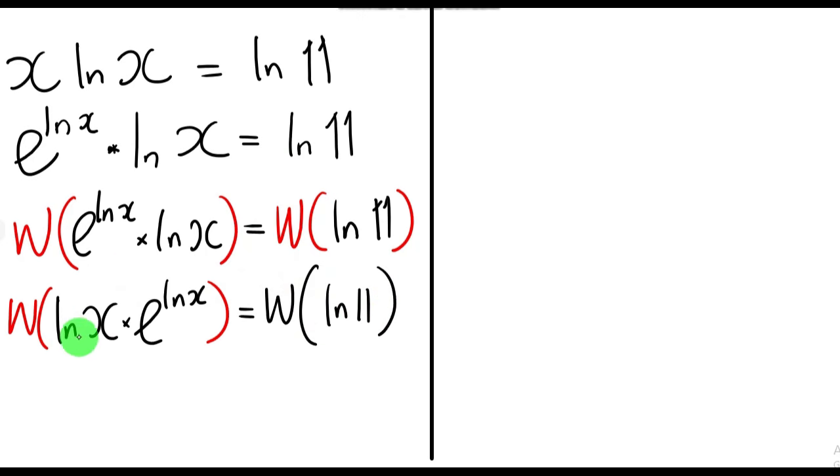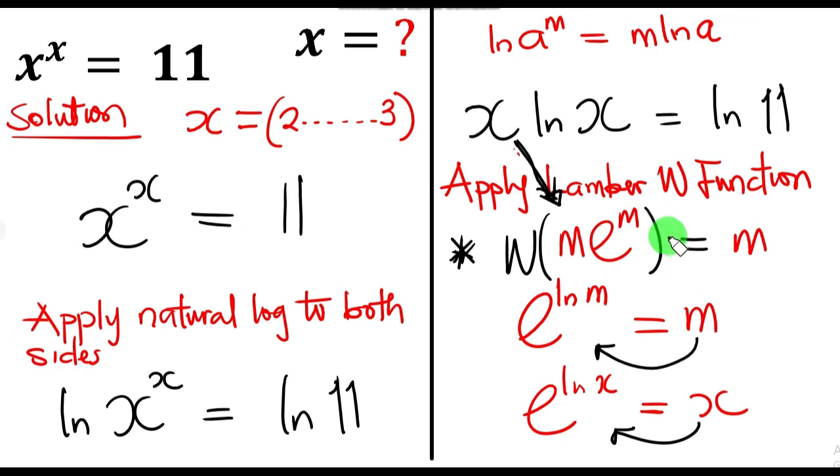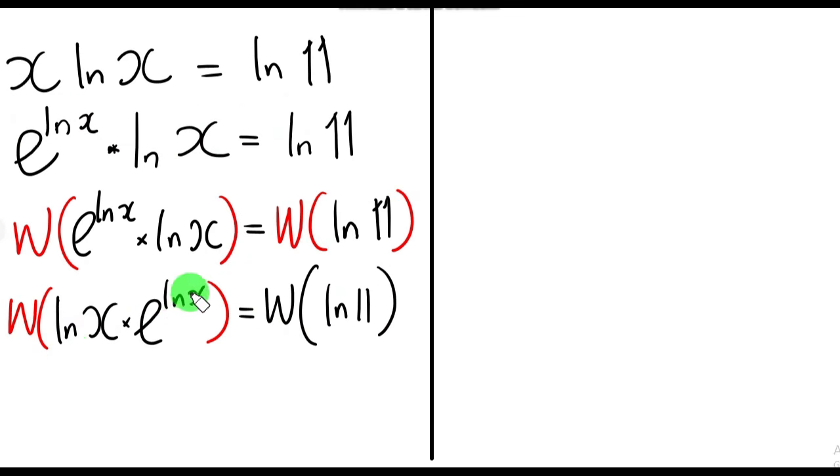Therefore, we can see that we can perform the W function on this left hand side because it already conforms with the identity that was shown earlier. That is, if we have m, exponential m, the result is going to be m when the W function is applied. In our case here, we have ln x, exponential ln x. So wherever m is there, it's the same thing here, and that is definitely the result of applying the Lambert W function. So we're going to have ln x at the left hand side, and we still have W function of ln 11 at the right hand side.